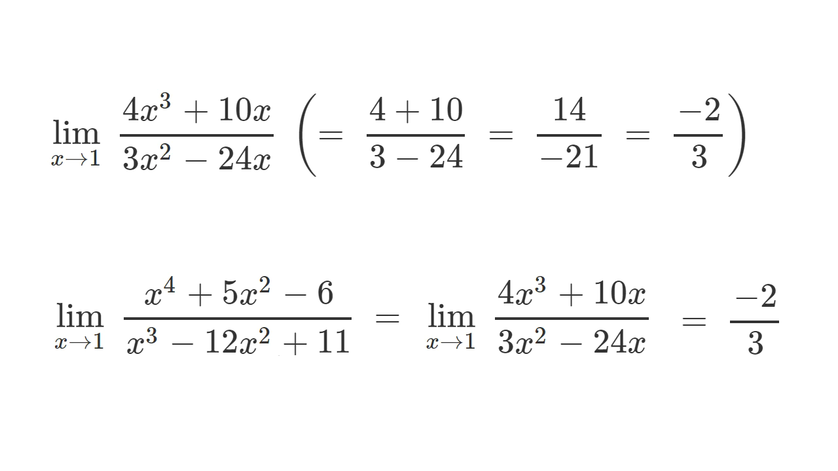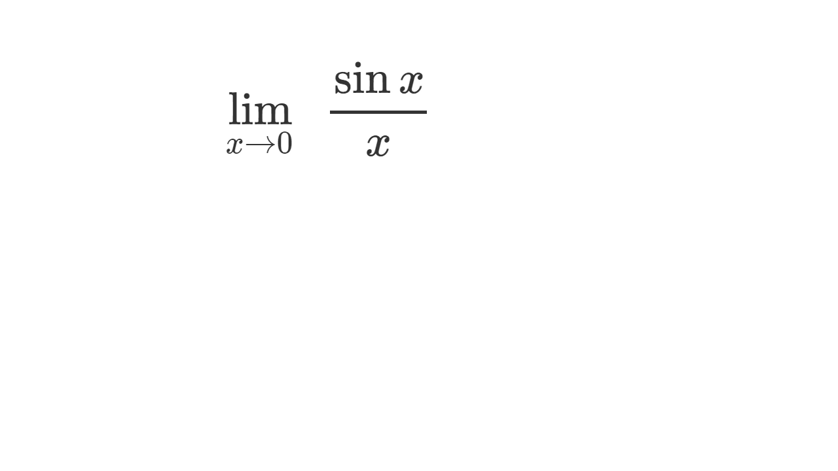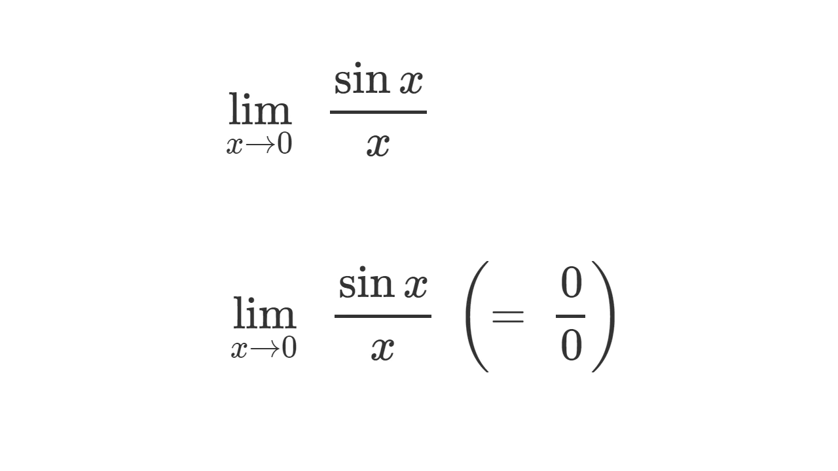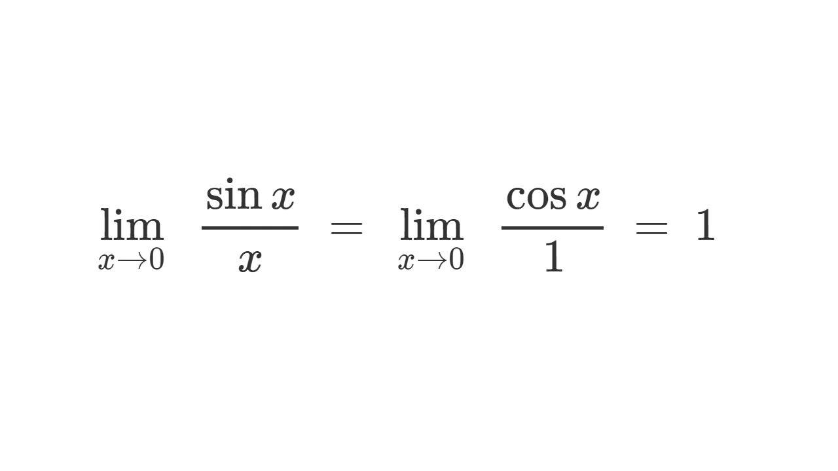A well-known example of L'Hopital's rule in practice is the old limit as x approaches 0 of sin x on x. Here we once again run into the indeterminate 0 divided by 0. Although we may have been able to solve the quartic function by factorization, here we really have no choice but to use L'Hopital's rule. So, after finding the derivative of the two functions, we have cos x on 1. As x approaches 0, cos x approaches 1, and so the limit is simply 1.